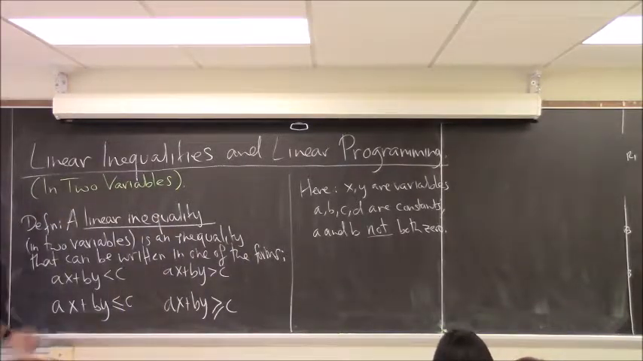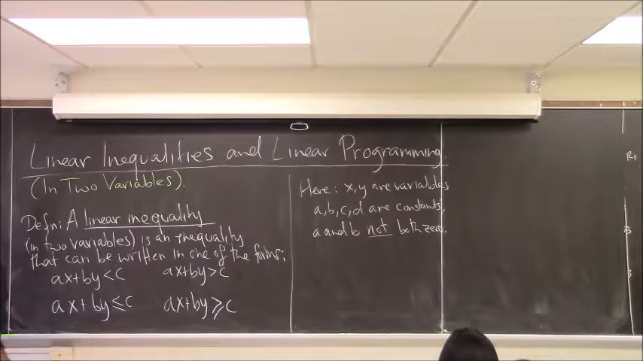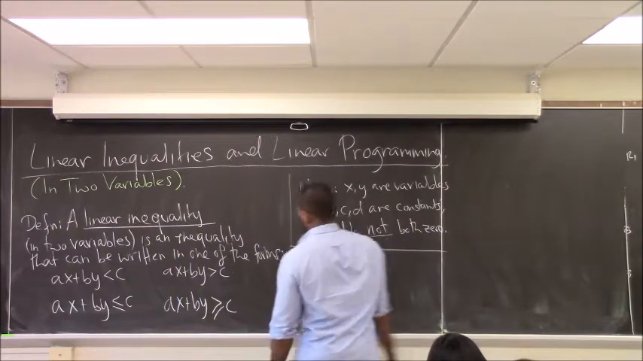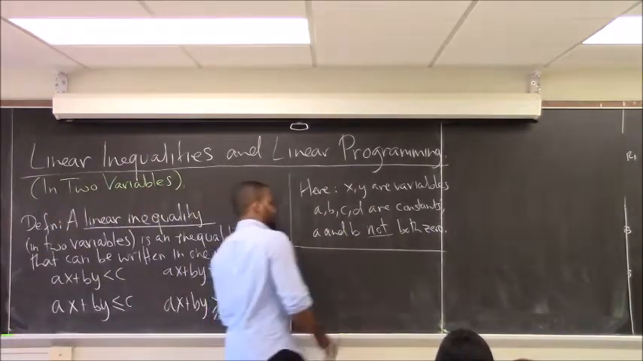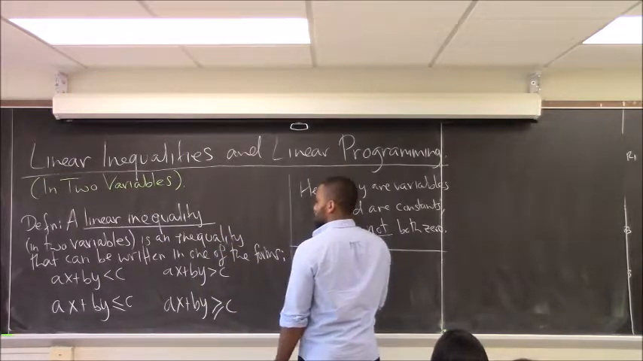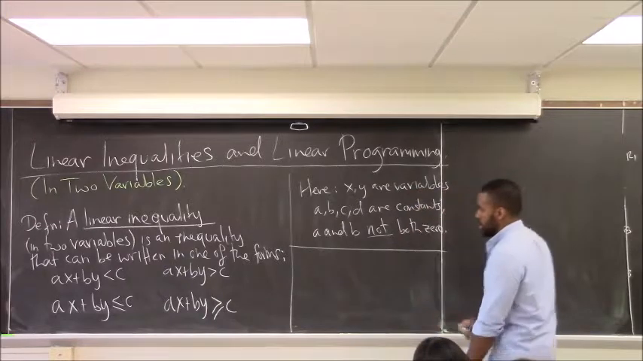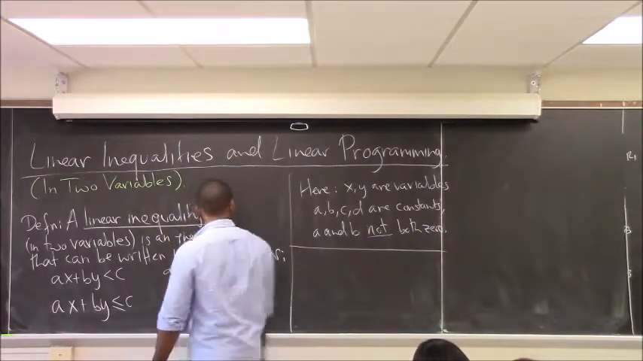And the ones in 2 variables means you have 2 variables, that's it. So it's pretty much a lot like an equation, except the equal sign is replaced with an inequality sign: less than, less than or equal to, greater than, or greater than or equal to. Now, the solutions to these aren't going to be isolated numbers. They're actually going to be regions in space that satisfy the inequality.